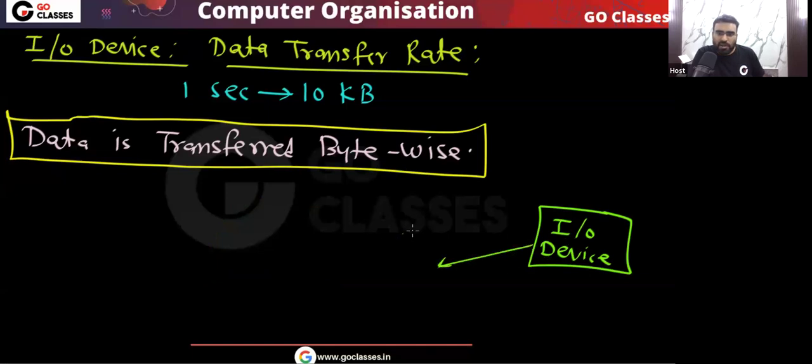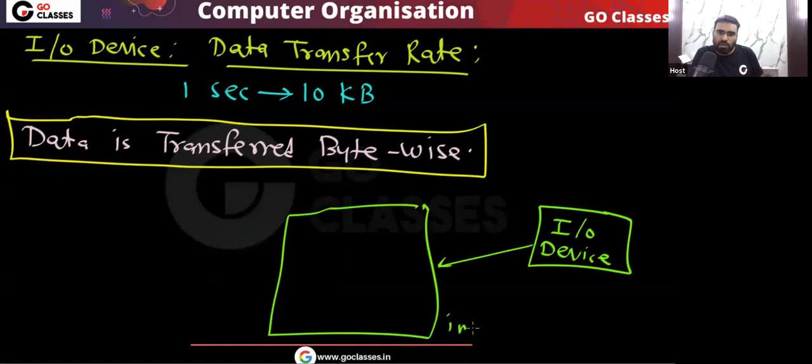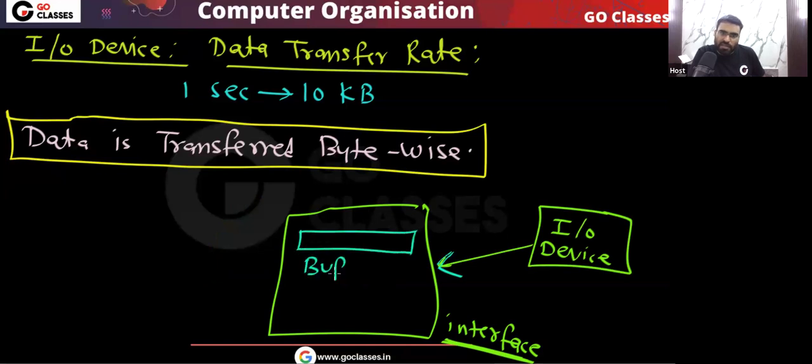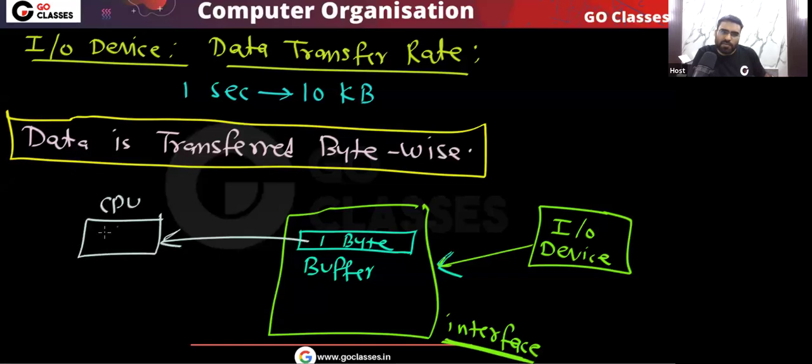Okay, remember. So this IO device will give data to whom? This will give data to the interface. Yes or no? This is your interface. Now, when 1 byte is ready in the buffer, there is a buffer in the interface, then it will be transferred to the CPU register, and from there it will be transferred to main memory.